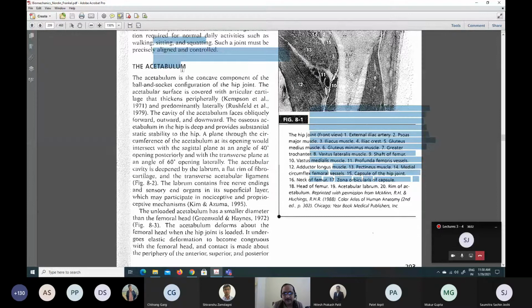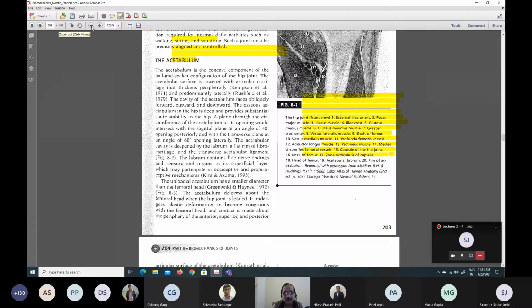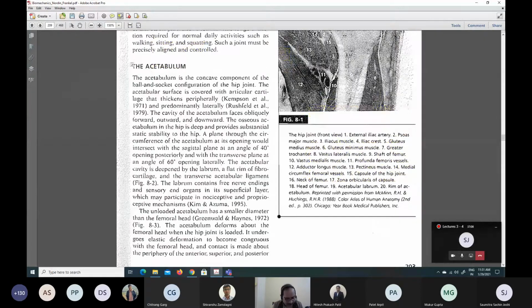Oops. Just a moment. Oh my God, this is not correct. I cannot mark it in the text. So please pay attention. On the PDF, it's not really possible to control the highlighting feature.